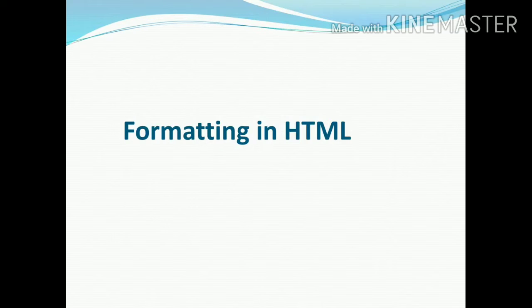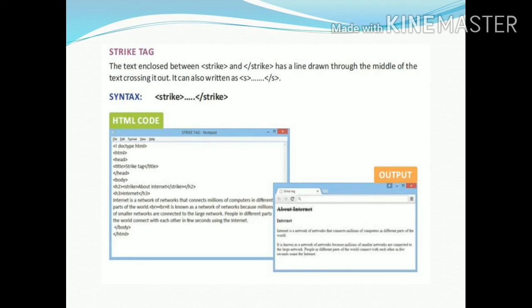Good morning, children. Last class I explained this lesson, formatting in HTML. We have used heading tags. How many heading tags are there? There are 6 heading tags: H1, H2, H3, H4, H5, H6. Then the paragraph tag. Then we have bold, italic, underline tags. All these tags are container tags.